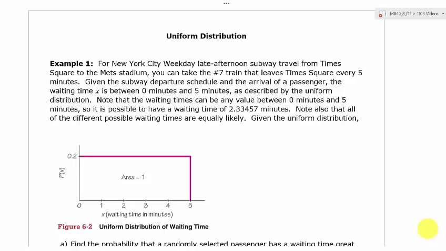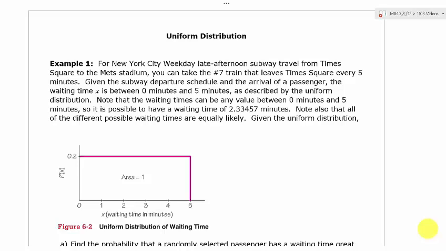So let's take a look at this first example so that we can see the difference between a discrete probability distribution and one that's continuous. For New York City, weekday late afternoon subway travel from Times Square to the Mets Stadium, you could take the number 7 train that leaves Times Square every 5 minutes. Given the subway departure schedule and the arrival of a passenger, the waiting time x is between 0 and 5 minutes, as described by the uniform distribution.